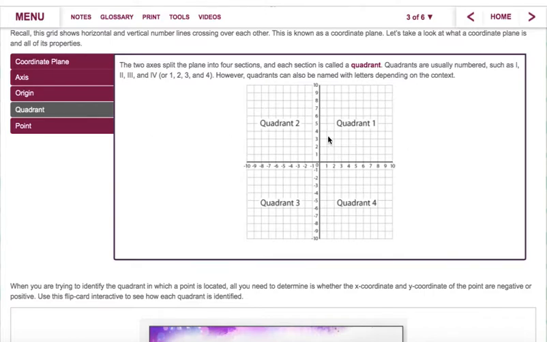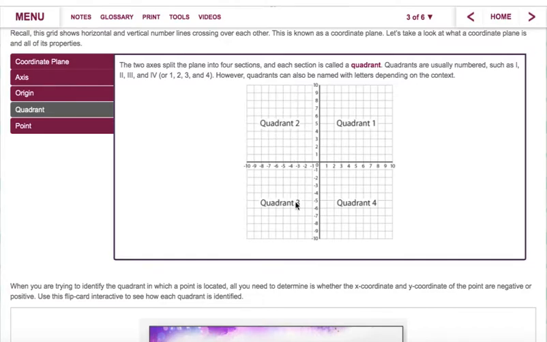So quadrant 1 is the one in the top right-hand corner. In this quadrant, both numbers are positive because you would start at 0. You travel to the right first before you would go up. So both the x and the y would be positive because these would be your x numbers. These are your y numbers. Now I'm going to go back to the origin. If I'm going to the left to quadrant 2, my x number is negative, my y would be positive. So this is quadrant 2.